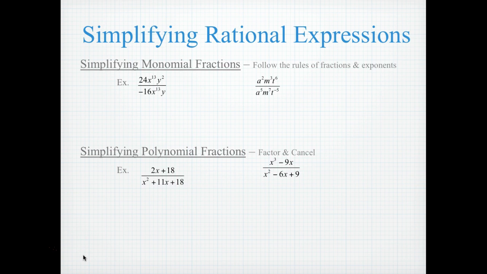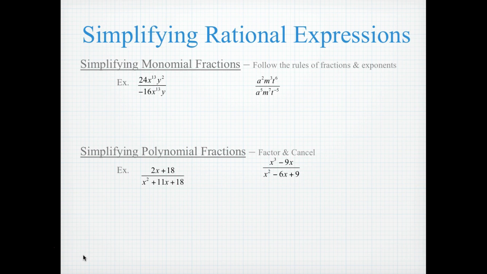So we start with some examples, and we're going to start simplifying some monomial fractions. With monomials, you just have a single term, so there's nothing being added or subtracted. Everything in each term in the numerator and the denominator is being multiplied and is fair game to cancel out. In the first example, we have 24x to the 13th y to the second over negative 16x to the 13th y. With 24 and negative 16, you have a greatest common factor of 8.